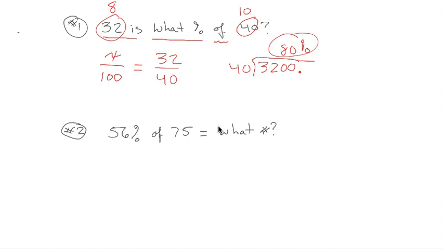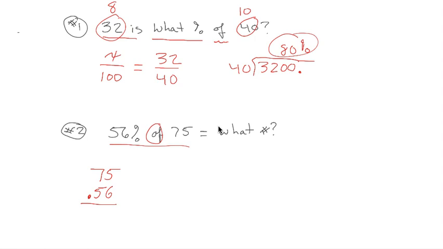Number 2, 56 percent of 75 equals what number? This can be seen as a multiplication problem, and setting this up is important. I think the most common error here was multiplication errors, or that this was set up as a proportion incorrectly. So I'll show you how to set it up as a proportion, but also know that when you have of in between two numbers in a percent problem, that means it's going to be multiplication. So we have to take that percent and turn it into a decimal, 0.56, and multiply it by 75.